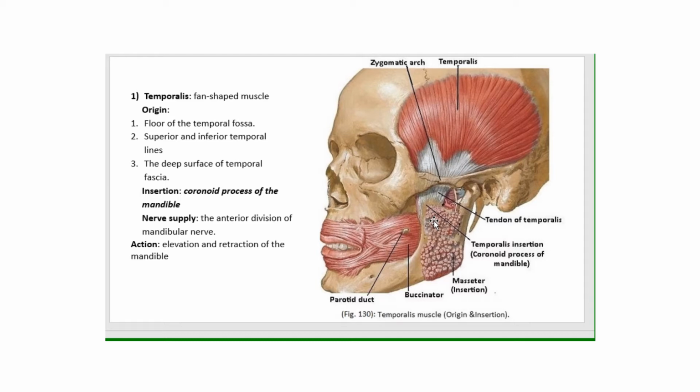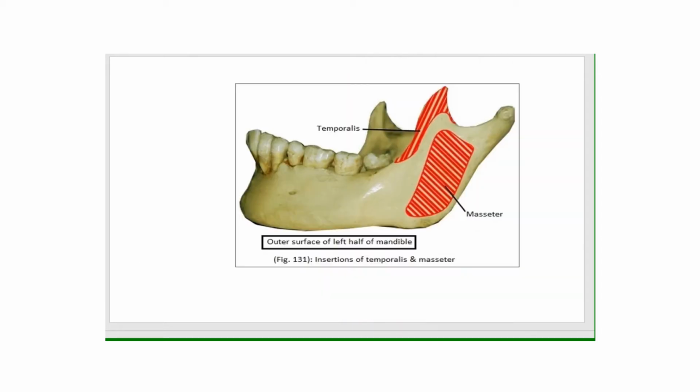And its posterior fibers, these are the posterior fibers inserted here into the coronoid process of the mandible, retract the mandible. Actually, these fibers retract the protracted mandible. Yes, this is the buccinator muscle, one as a muscle of the face, not belonging to the muscles of mastication.